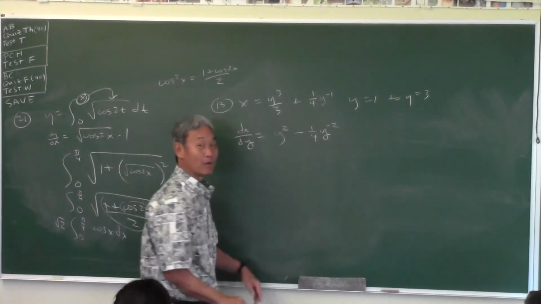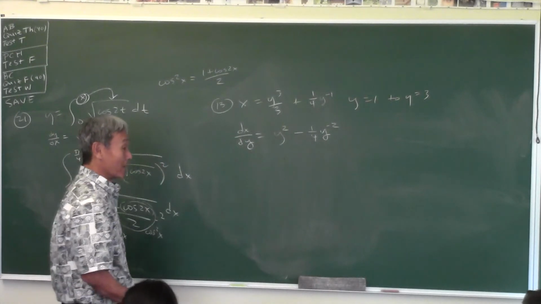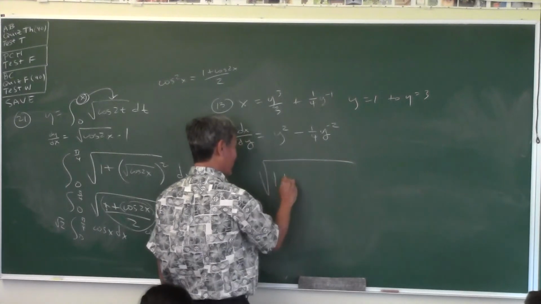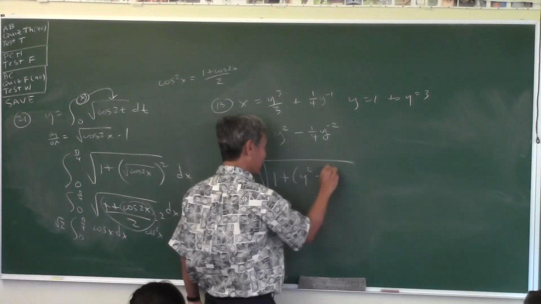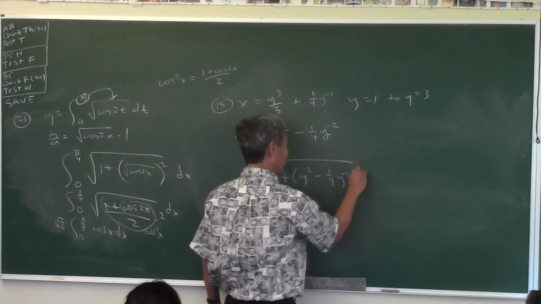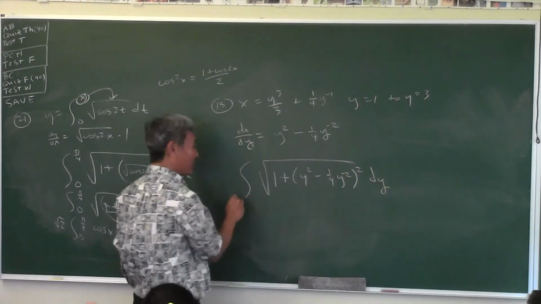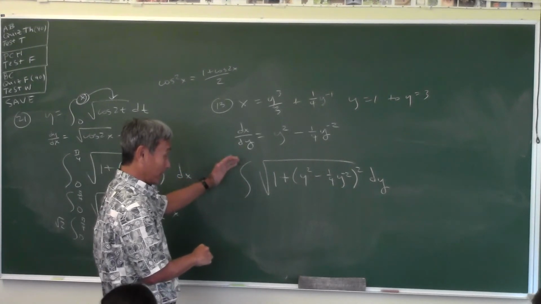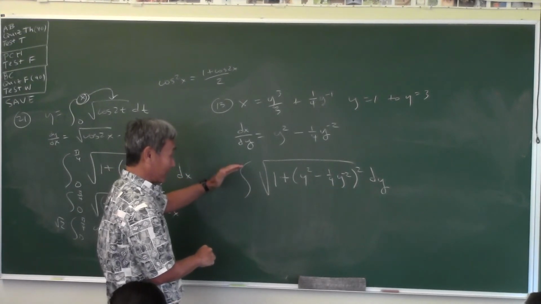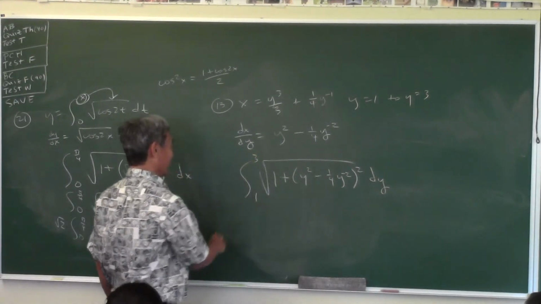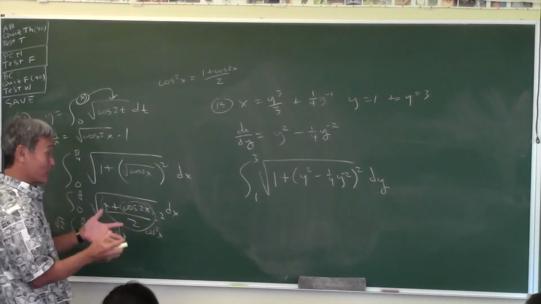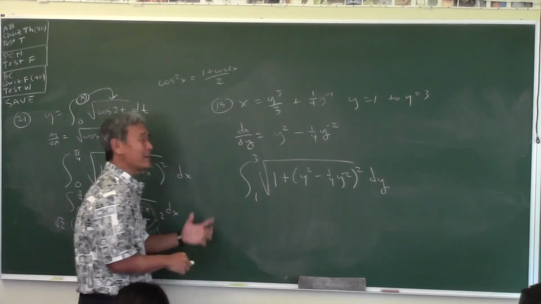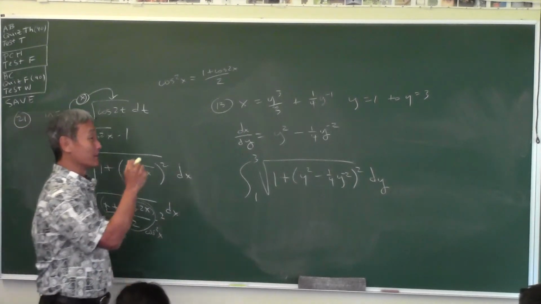See, look, we're having problems even computing the derivative. Now we have to put it in the formula. Square root of 1 plus this thing squared dy, and we're going to add up all of these tiny pieces from 1 to 3. Now you have to be able to do this without a calculator. You gotta be able to do it without a calculator.